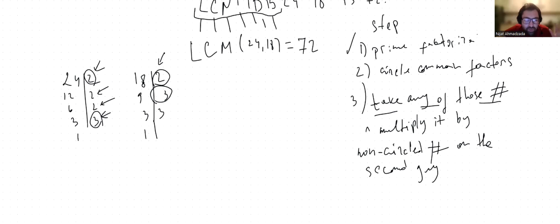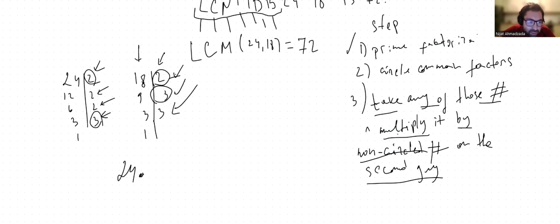Let's say 24. We took 24, and we will multiply it by the non-circled numbers of the second number. We took 24, so the second number is 18. We're going to multiply 24 by the non-circled numbers in 18. There is only one non-circled number in 18. You see, this 2 is circled, this 3 is circled, but this 3 is not circled. So we're going to multiply by the non-circled one. So LCM will be equal to 24 times 3, which is 72.